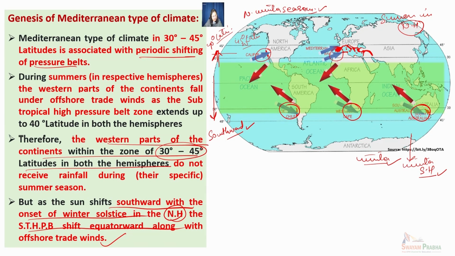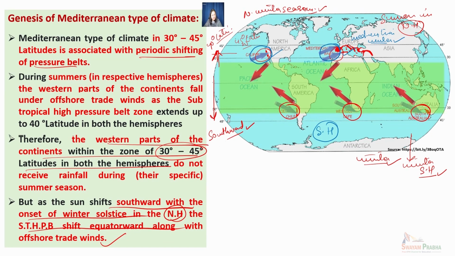Just observe now this zone has come under the influence of onshore westerly winds during the winter season in the northern hemisphere. And during this time period, since the westerlies are onshore, these regions receive heavy precipitation. Therefore, the Mediterranean regions receive winter rainfall and have a dry season in the summers. Now, contrary to this, just observe the condition in the southern hemisphere.